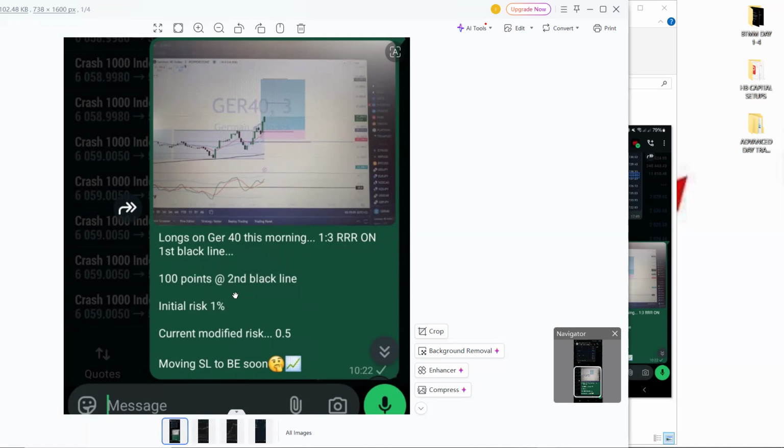The initial risk was 1%. Then I had currently modified it to just 0.5%, moving stop loss to break even soon.